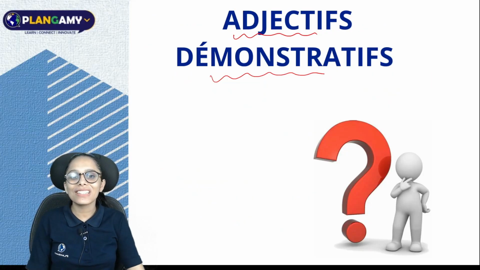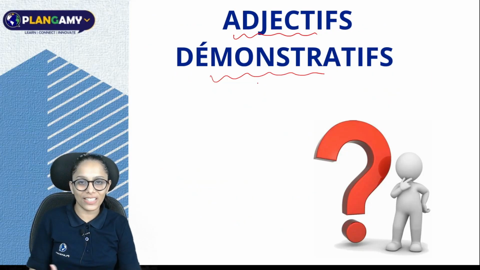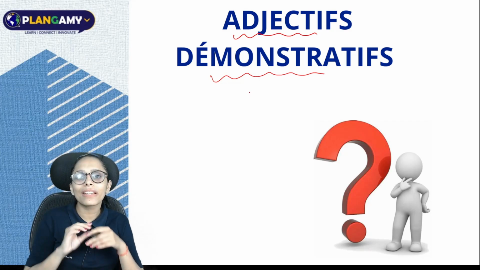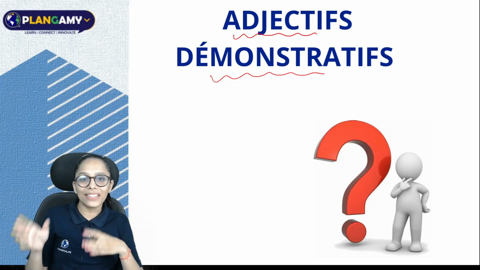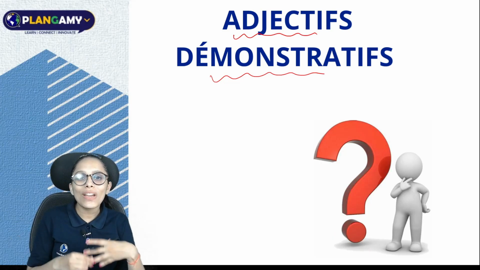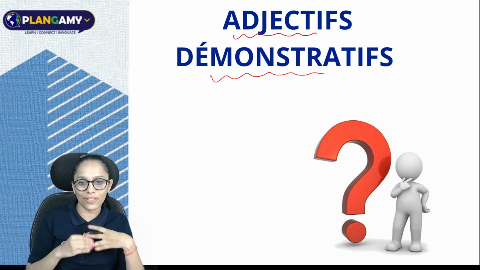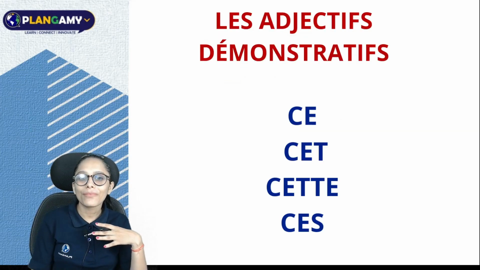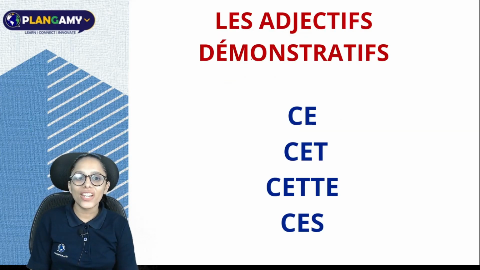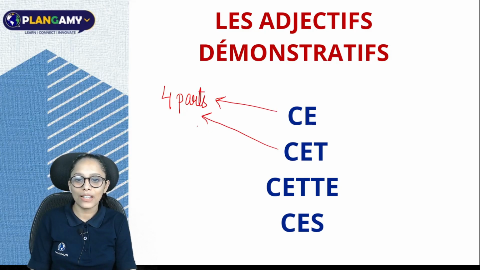Now, it is the time to learn about adjective demonstrative. In the beginning of our session, I already told you that in English we say this, that, these, those. So, in French, we have adjective demonstrative. Now, les adjectifs démonstratifs are divided into 4 parts. Could you see here 4 parts? So, here we have, and then the last one.